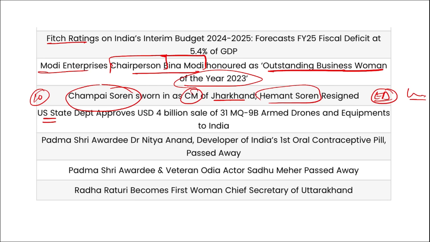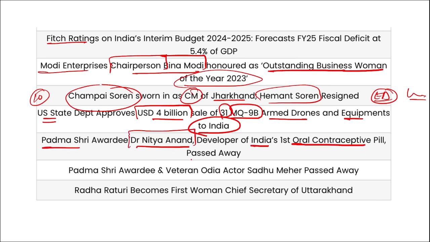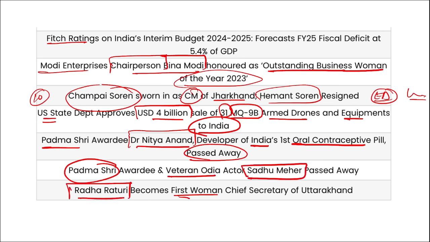Then US State Department approved $4 billion sale of 31 MQ-9B armed drones and equipments to India. Then Padma Shri awardee Dr. Nitya Anand, developer of India's first oral contraceptive pills, passed away. Padma Shri awardee and veteran Odia actor Sadhu Meher passed away. And Radha Rathuri became the first woman chief secretary of Uttarakhand. So these are your current affairs for the day, friends.